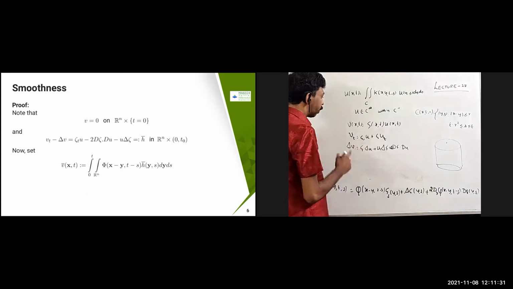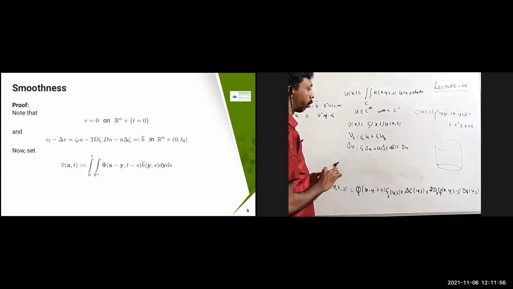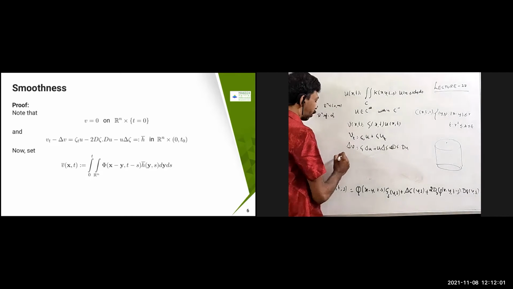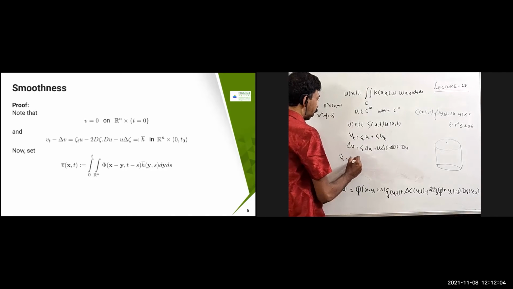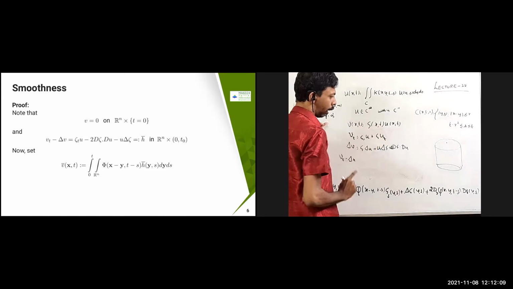Second thing. So that means this u is solving the heat equation, means it is going to solve ut minus del u equal to h, and u equal to 0 on R^n cross t equal to 0. So this is the assumption in R^n cross 0 comma infinity. Here I'm just going to take h bar instead of h, and then we are going to check it. Since u is 0 on R^n cross 0, v is going to be 0 on R^n cross 0.